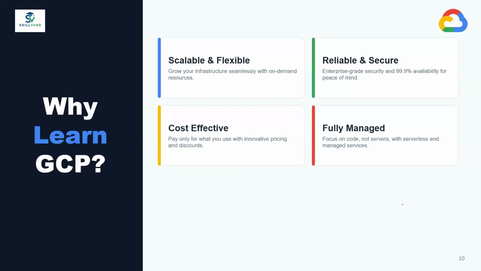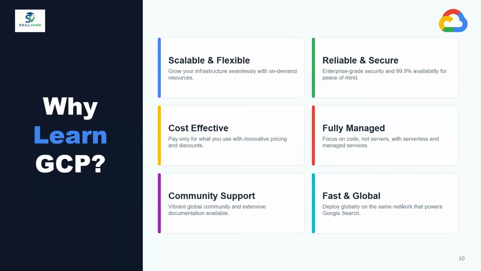And fully managed, and community support, and fast and global. Scalable means that you can grow your infrastructure seamlessly without worrying about the resources. The availability is there, the cost effective nature is there. You can focus on the development rather than building the infrastructure. The community support is there, it is fast, the interface is very simple, and the services are available throughout the world. That's the reason it is called global. So these are the features of the Google Cloud Platform.